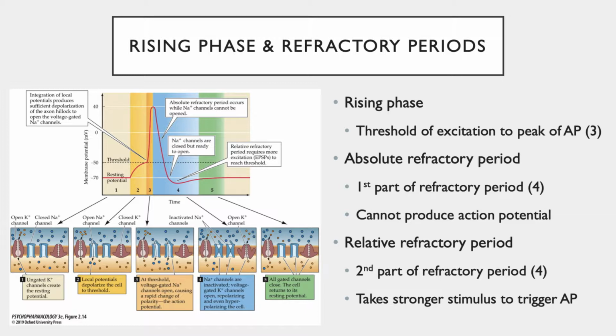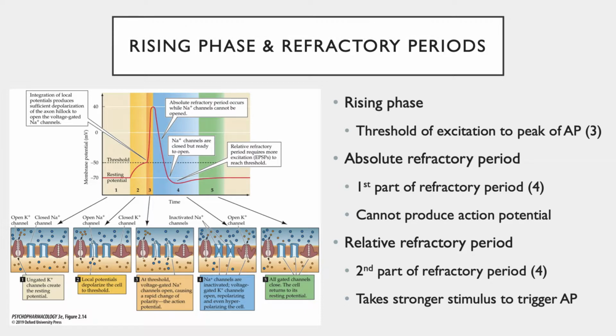From here, stage 4 represents the refractory period. The first part of stage 4 is known as the absolute refractory period. This is the first part of the refractory period, where the cell cannot produce an action potential under any circumstances. The second part of stage 4 is the relative refractory period. Here, an action potential is possible, but it takes a much stronger stimulus to trigger it. That should make some logical sense.